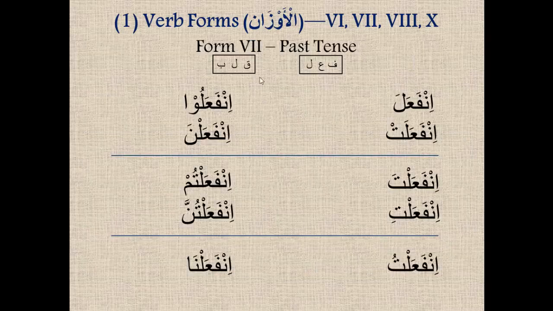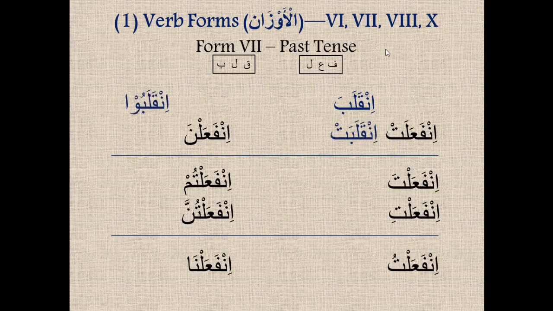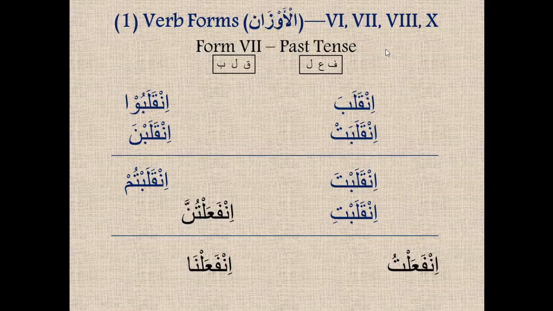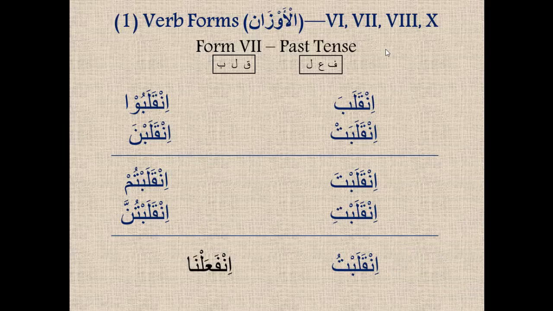Past tense conjugation using the verb انقلب, we have انفعل انقلب، انفعلوا انقلبوا، انفعلت انقلبت، انفعلنا انقلبنا، انفعلت انقلبت، انفعلتم انقلبتم، انفعلتِ انقلبتِ، انفعلتن انقلبتن، انفعلت انقلبت، انفعلنا انقلبنا.